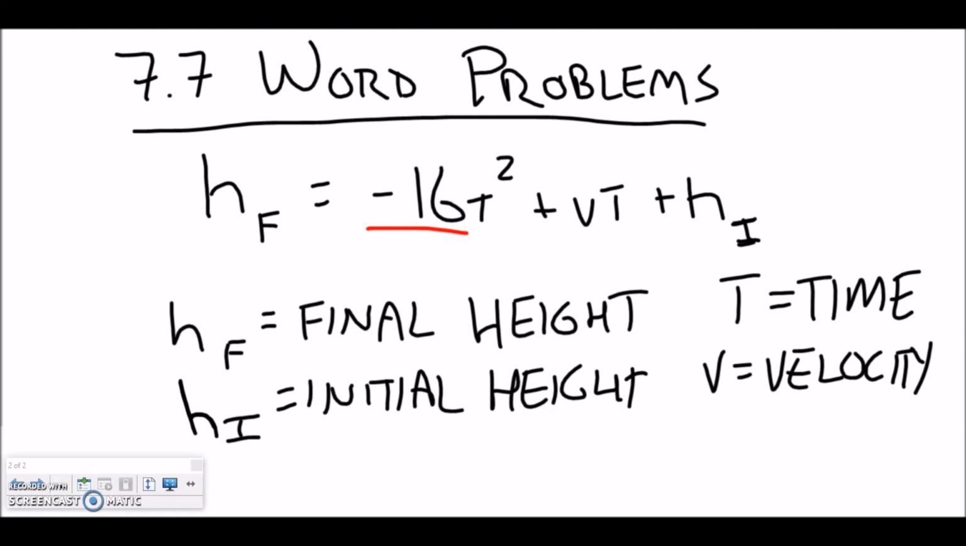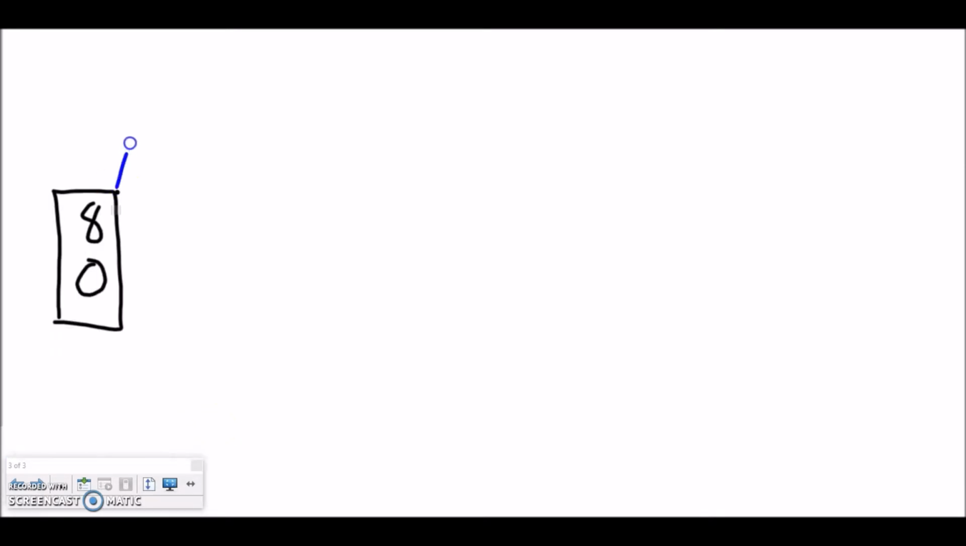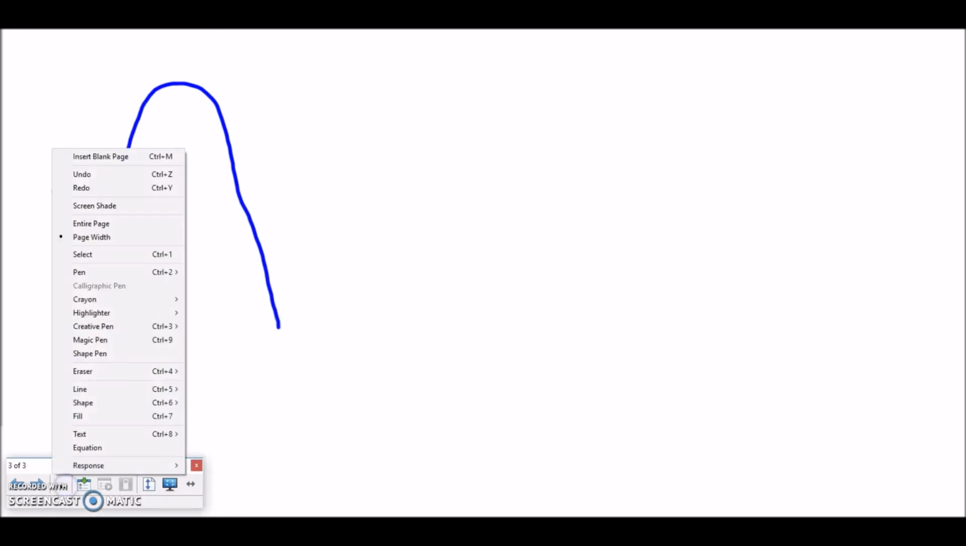All right, so that's a little vague. And if you haven't seen it in physics, if you haven't taken physics, I understand. But let's do one. And I'll draw a little diagram. You're standing on a building that is 80 feet tall. And you throw this, let's call it a baseball, into the air. So it goes up and it comes down. And eventually it lands on the ground.